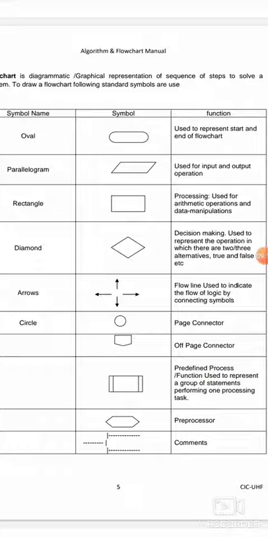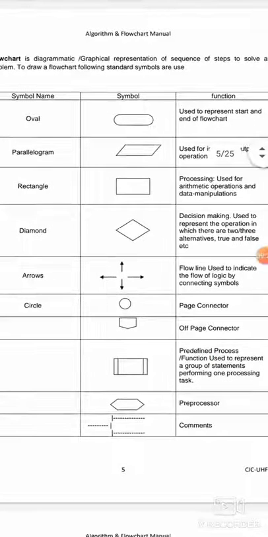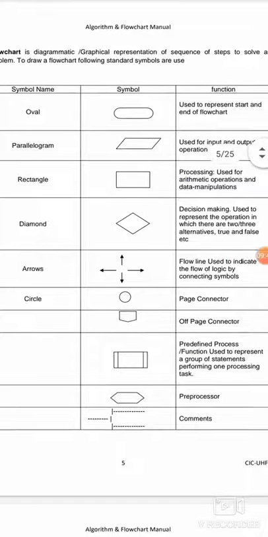It is used to represent operations in which there are 2 or 3 alternatives, true and false. Let us say there is a possibility of exception or rejection, or a possibility of taking value A or B. For example, when you are comparing two variables, A and B: if A greater than B is true, then the process is different, and if A greater than B is false, then we follow some other step. So the decision box will decide about the movement of the flowchart. It will give two alternatives.